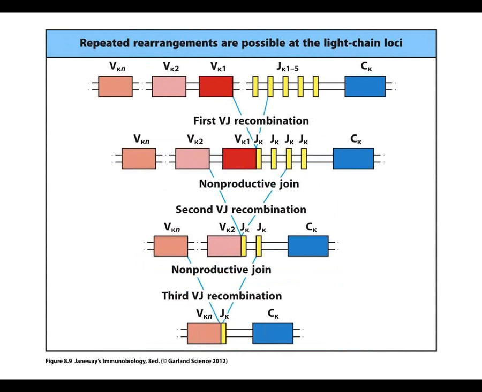So on the light chain locus, in order to make this more likely to result in a productive immunoglobulin receptor, you can get a recombination, and if it's non-productive, then you can get a second or third recombination in order to try and rescue that.